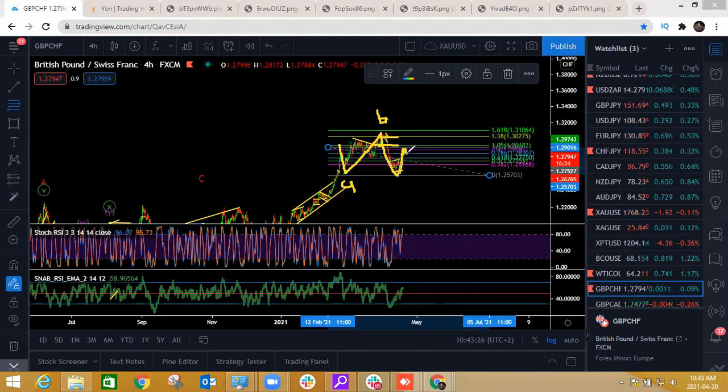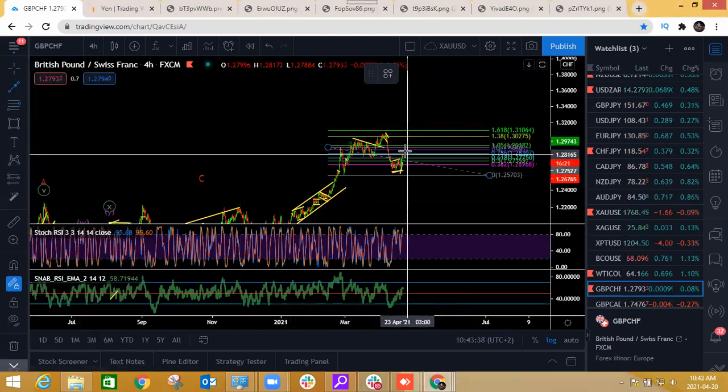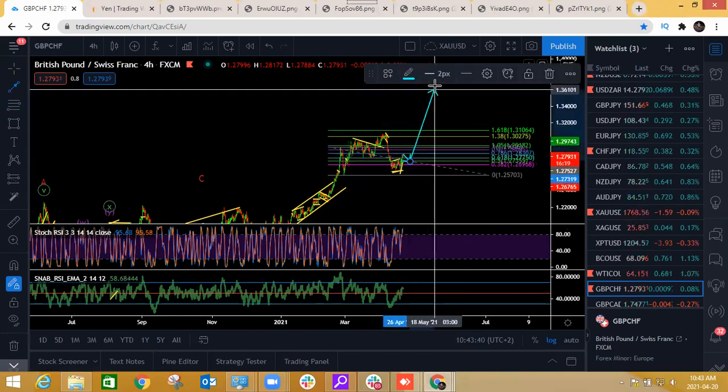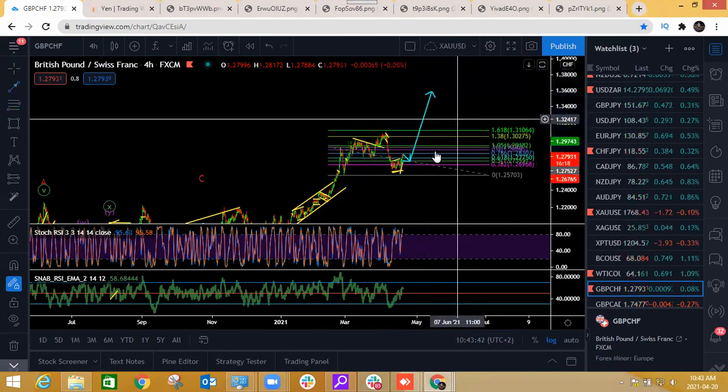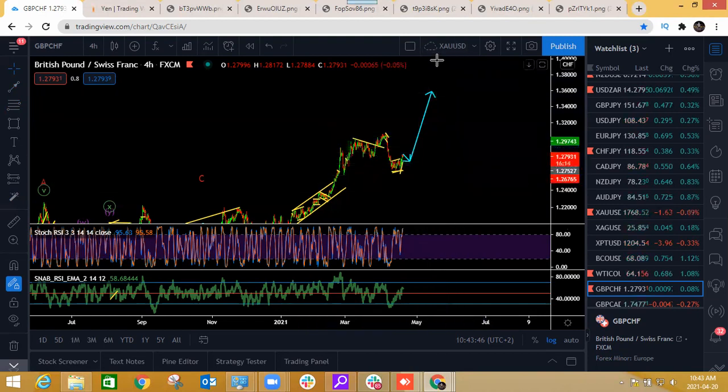Now we'll be looking for this to continue to the upside as follows. So that means in the next coming sessions, we're going to see pound chief resume a move like this and then upside. So let's just wait for the current structure to confirm where we are. We need to see this corrective structure here.